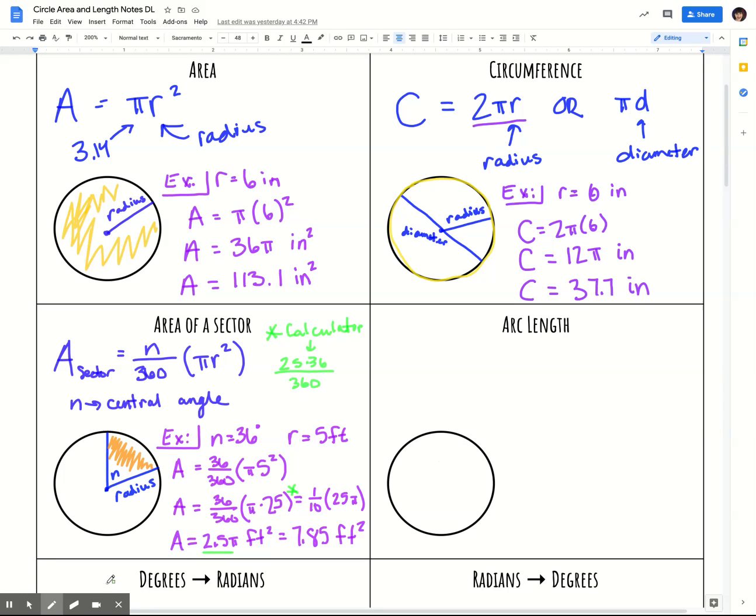The last thing that we need to talk about in this video is arc length. Very similar to the area of a sector, if I draw a sector here, I have my central angle and my radius. But the arc length is not everything inside of that sector. It's just the part of the circumference on the outside.